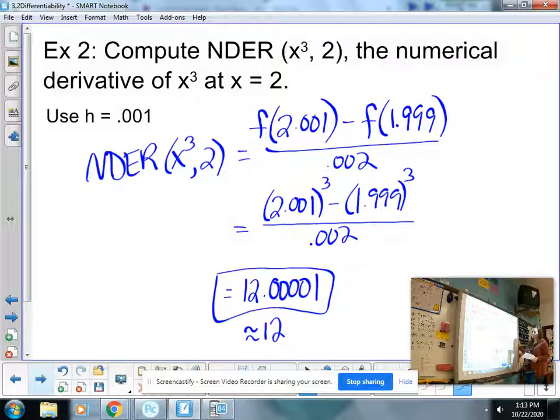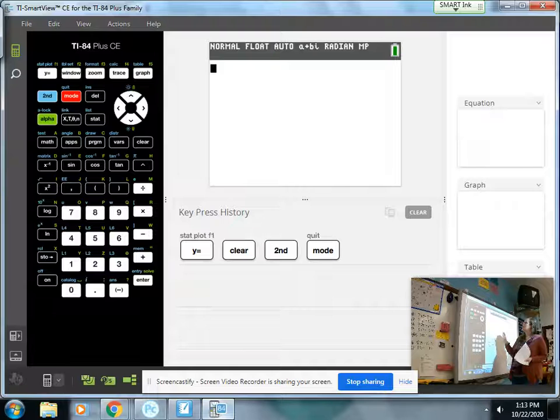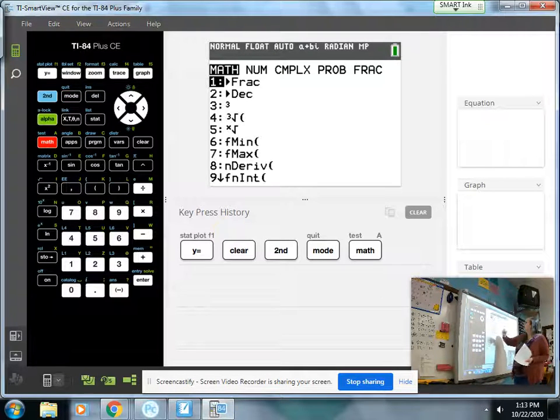So I do want to show you this on a calculator so you can see how that works. And sometimes your calculator will round these types of situations, but usually they won't. So here's your calculator screen. To get to the derivative, you want to press the math key. And then you're going to go down to option number 8. It says nderiv instead of nderiv on here, but it is the same thing.